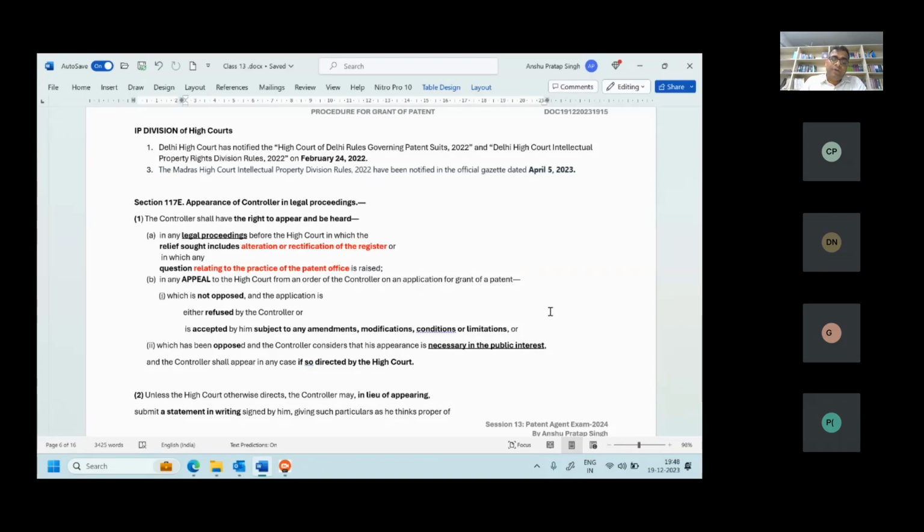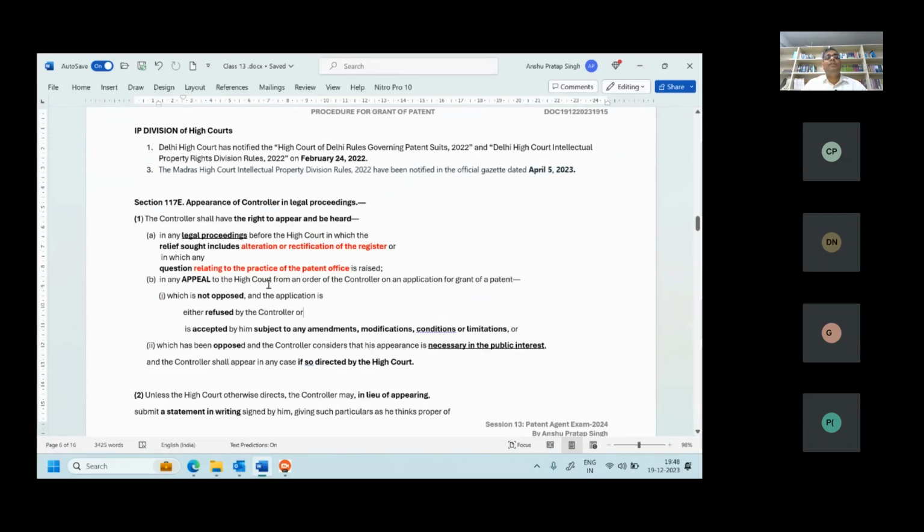When in High Court, the relief which is being sought will alter and rectify the register. Please remember, the controller is a custodian of the register, like a registrar. Anything which happens with his register or his practice of patent office, he will be called. He is responsible for only these two things. That's why his relief includes alteration or rectification of the register, and relating to the practice of patent office, he has a right to appear and be heard.